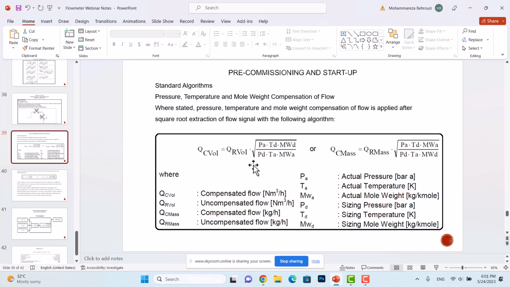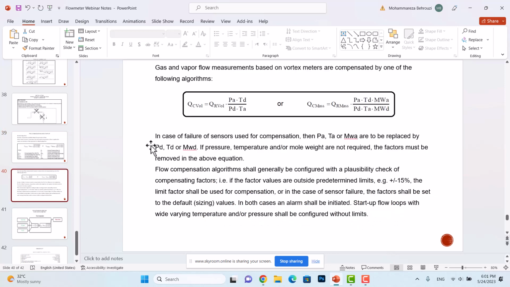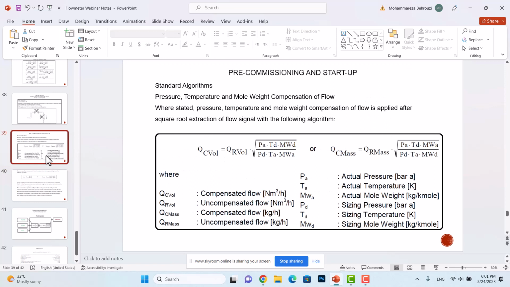So here we create a box in the FCS system. It's a software box, a calculator, put a calculator in the FCS, and it's a kind of logic, and create this kind of algorithm based on the type of flow meter. If it is a vortex flow meter, I use this equation, and if it is a flow meter other than vortex type, I use a square root extraction of the flow signal with the following algorithm.